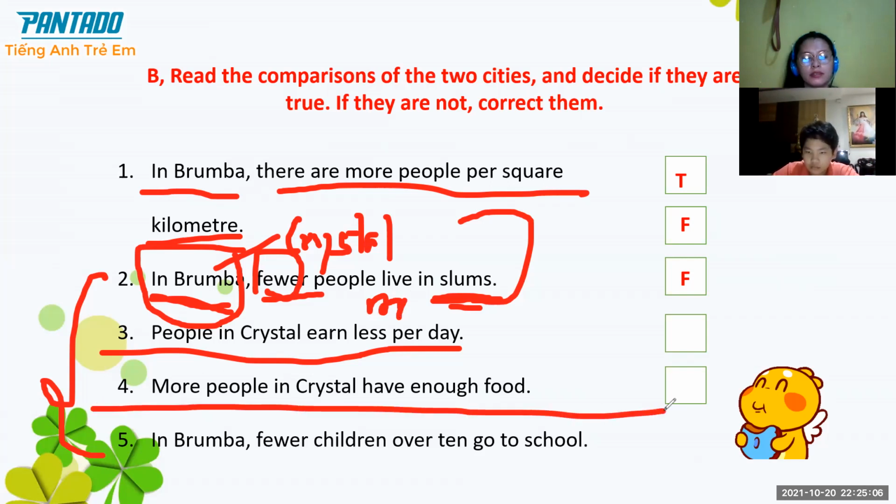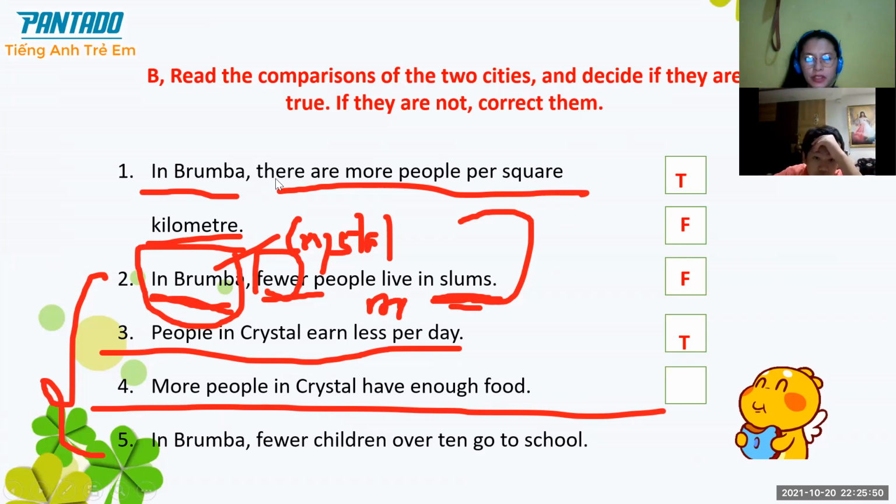How about number 4? Try to check number 4. Can you try to read number 4? True. Okay, more people in Crystal have enough food. That is true. Good job.